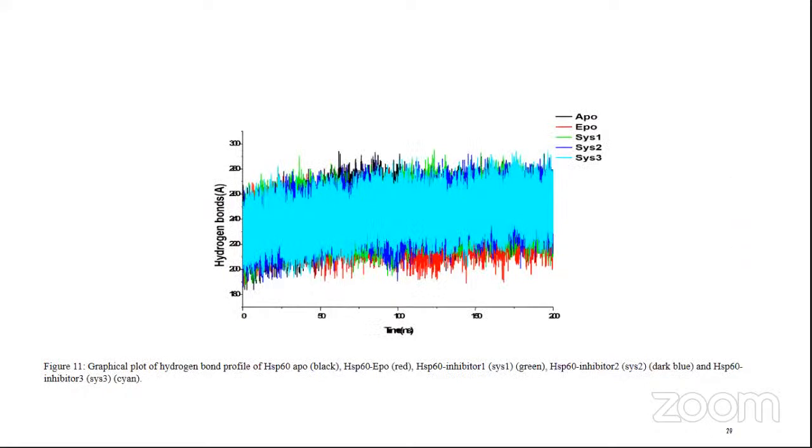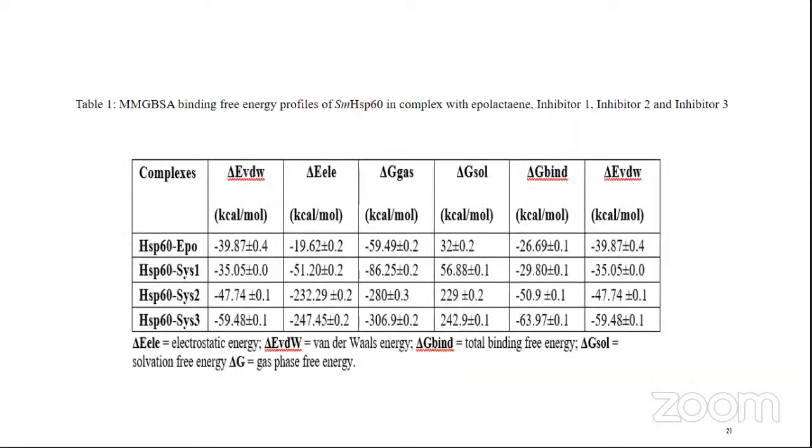The hydrogen bonds that were formed during the simulation are shown in the graph. As shown in red, epolilactine showed the lowest formation of hydrogen bonds during the simulation, while system 3, or inhibitor 3, had the highest number of hydrogen bonds formed, which was also consistent throughout the 200 nanosecond simulations. Table 1 also shows the total binding free energy, which allows us to identify the strength of activity as well as structural interactions of the potential inhibitors and their potential as pharmacological targets.